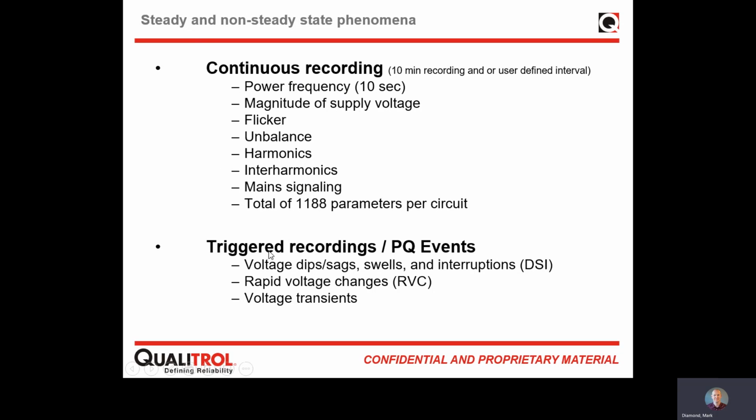The second one is non-steady state, and this is where we're triggering a device to create a recording, and it's mostly based on dips and swells and interruptions. For power quality, we're mostly looking at the voltage too, although we do look at harmonics with regards to this continuous recording and currents, sorry, what I meant to say is currents on this continuous recording. We look at other things in triggered recording as well. So rapid voltage changes and voltage transients are all wrapped up in this non-steady state and triggered recordings.